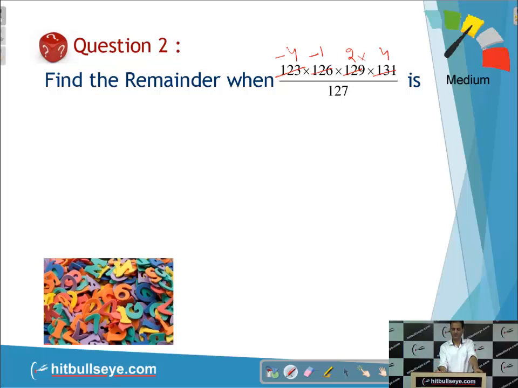Now multiply, because 4 into 2 is 8, into 1 is minus 8, into minus 4 is minus 32. So when you multiply, it will be 32. Now 32 is less than 127. So when you divide 32 by 127, the remainder will be 32, which is the answer.